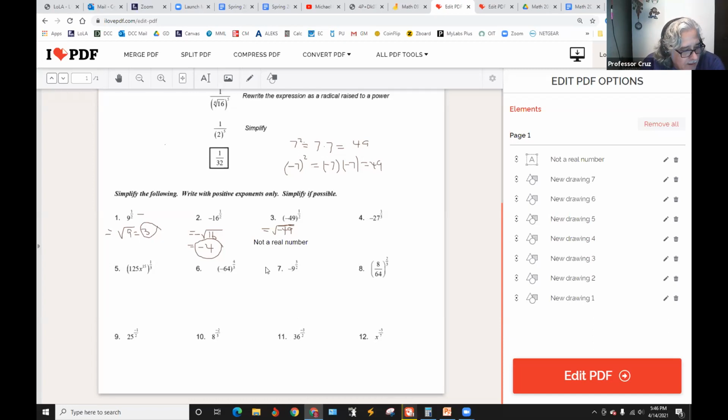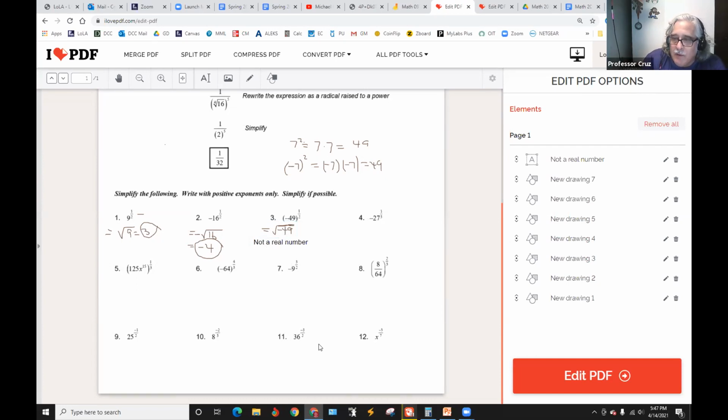Not a real number doesn't mean what it would in common language, where real means that it exists. There's a set of numbers we're going to talk about in 10.7 called complex numbers, and we'll find out that there is a way to evaluate this.